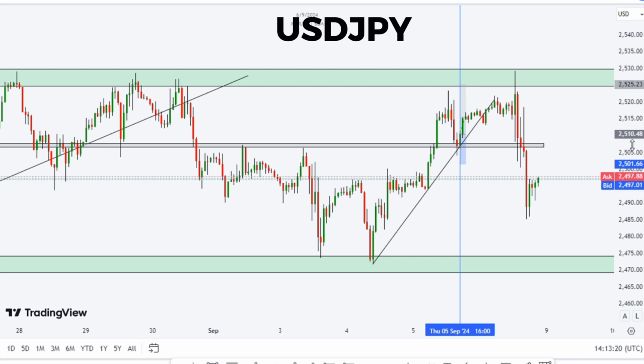All right, so a quick recap. We said that when DXY is bullish, all USD related pairs that have USD as their base currency will be bullish, and those that have USD as their quote currency will be bearish. But if DXY is bearish, all USD related pairs that have USD as their base currency will be bearish, and those that have USD as their quote currency will be bullish.